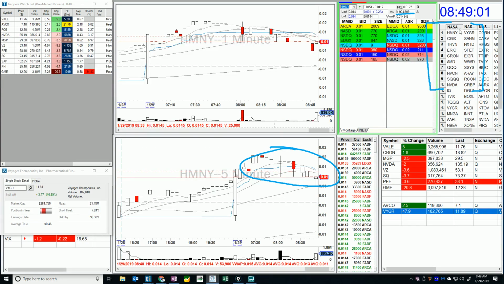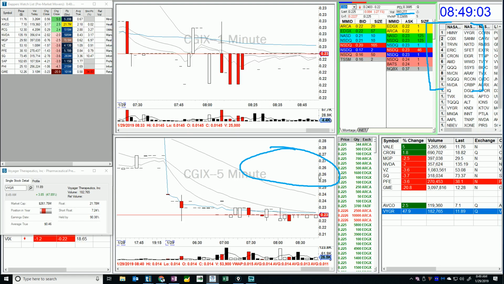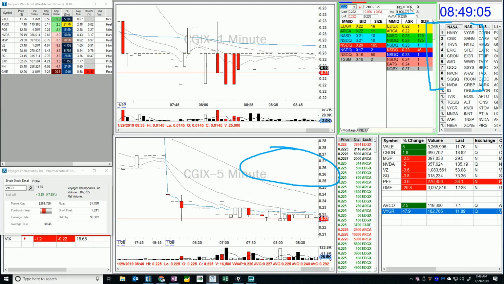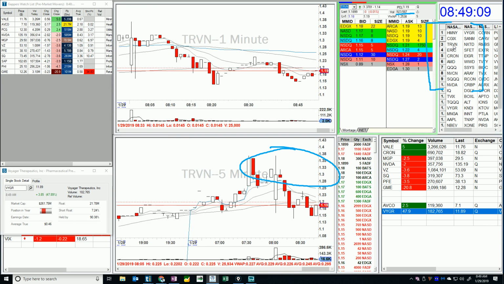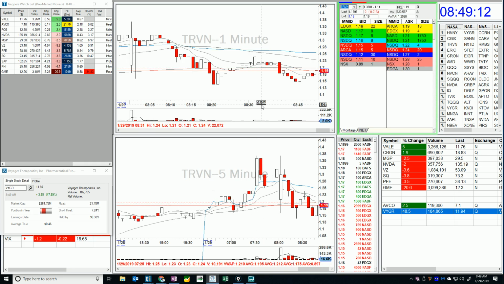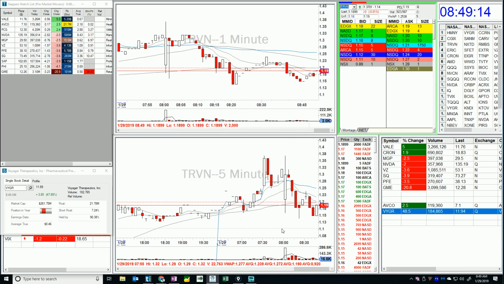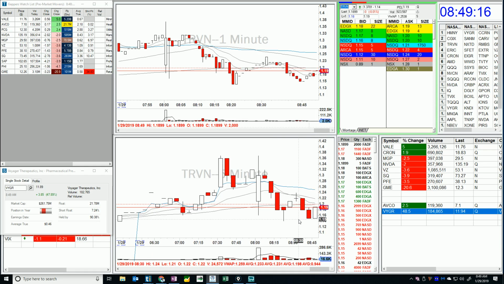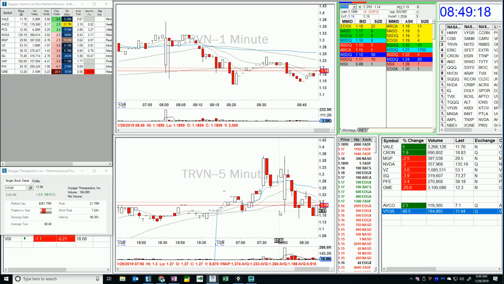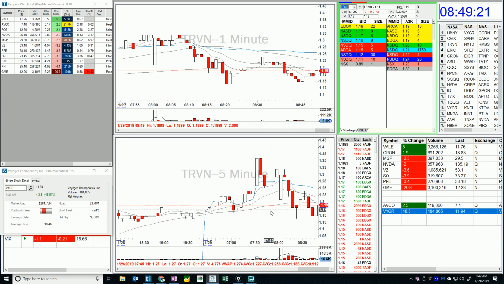HMNY. We know already it's not tradable, so we'll skip that one. This is not tradable. Look at this. It has 1 million shares traded, but look at this action. You don't want to trade that. Next, we have TRVN. It's almost less than $1 in some cases, but yeah, I don't want to trade this. Has the volume, but I don't think this is tradable.